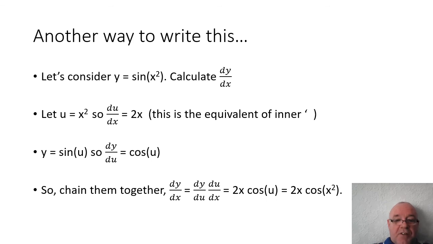So chaining them together, you get dy by dx as dy by du times du by dx, which is going to be 2x cos u. Now you can't leave the u in, so it's going to be 2x cos x squared. And that's how to do it.